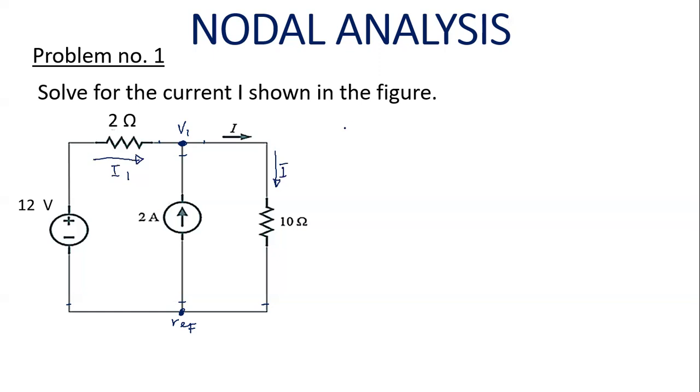So let's start now writing our equation. At node 1, we'll apply KCL. Recall that KCL says the sum of the currents entering the node equals the sum of the currents leaving the node, or current out. So we have to look at node 1. What are the currents entering? We have the 2 amperes and I1. And the current leaving is I.